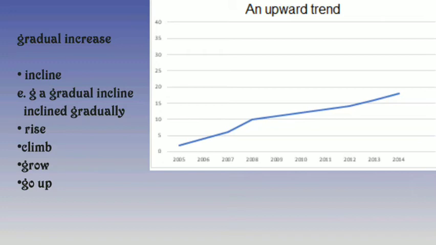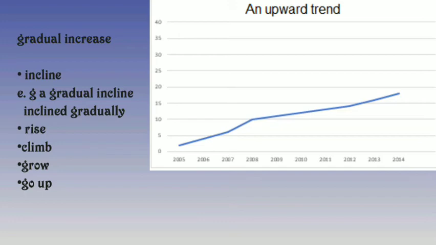Incline can be written a gradual incline or incline gradually. Rise, and same is true for rise. We need to add adjectives and adverbs with rise if we have small changes: climb, grow, and go up. But here I have few words that cannot be used when you have moderate and yes, gradual incline.